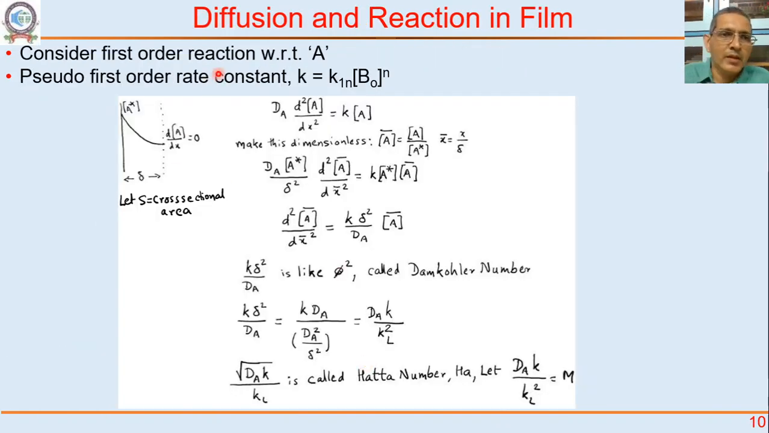Let's consider first order reaction with respect to A. Our pseudo first order rate constant K is K1n B naught raised to n. It need not be first order with respect to B, but it's pseudo first order with respect to A, right? So we are saying this is how the concentration profile looks like. Let's make this dimensionless: A bar as A divided by A star, X bar as X by delta. Delta is the film thickness. Then this equation will apply. You see this?